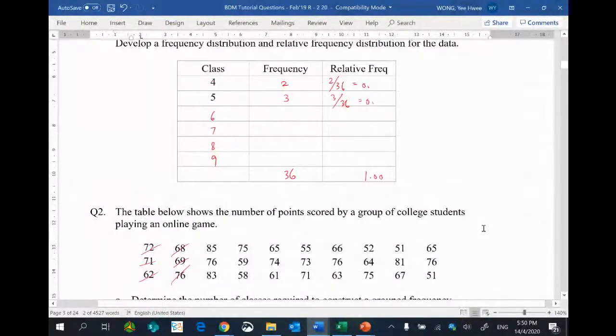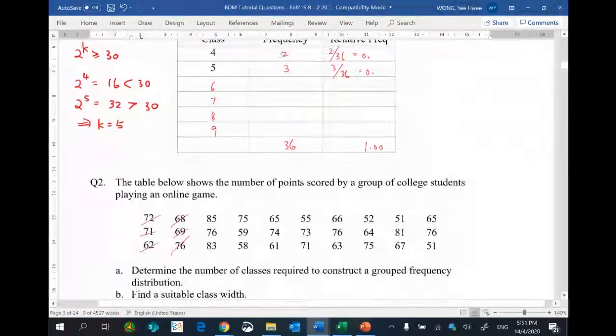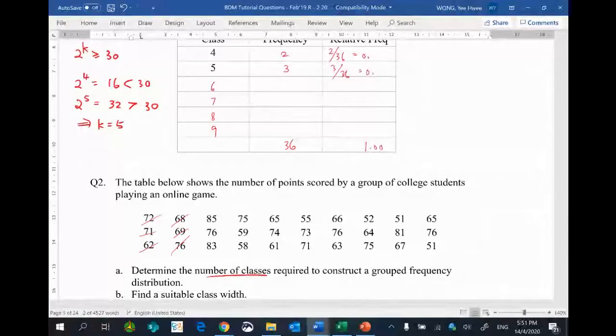Okay, I just show it here. There are 30 numbers here. So you need to find out 2 to the power k, which is greater or equal to 30. Let's start from k equals 4. k equals 4 is 2 times 2 times 2 times 2, which gives you 16. Still less than 30. Nope. 2 to the power of 5 is 32. So it's just over 30. So k equals 5. So the number of classes required is 5.